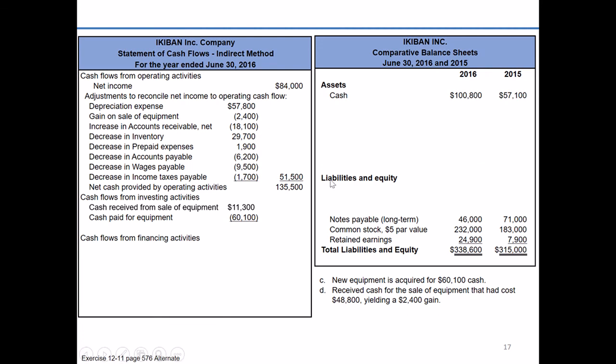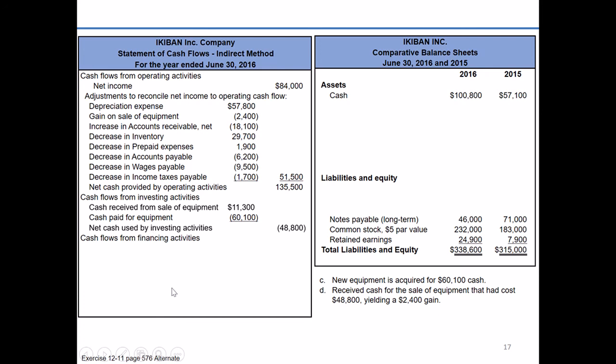So I can start to total up. I can get rid of my accumulated depreciation accounts because I've already factored those in. Those are the only long-term asset accounts that I need to factor in. So if I look at my total net cash for investing activities, I have an inflow of $11,300. From that, I'll subtract $60,100 cash paid for equipment, and I get an overall negative investing number of $48,800. Because it's a negative number, an outflow, it's going to be called net cash used by investing activities.